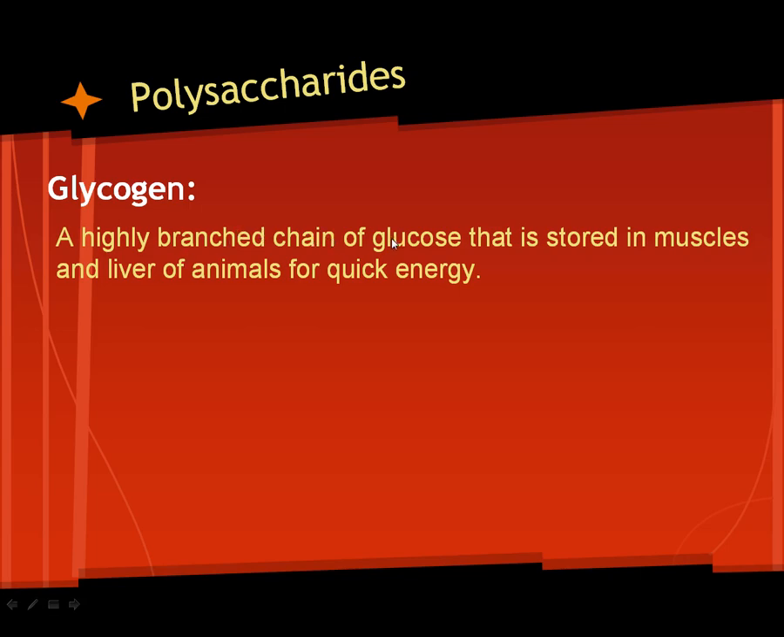So we've got the glucose monomer, and we string them all together, and we store this glycogen in our muscles and in our liver, so that if we've gone a day or so without eating, your body will start to break this down for quick energy.